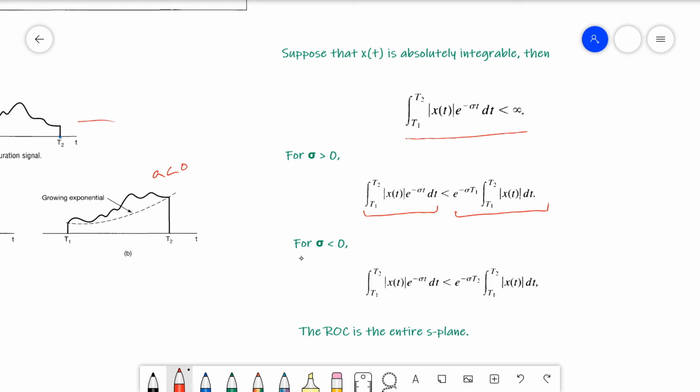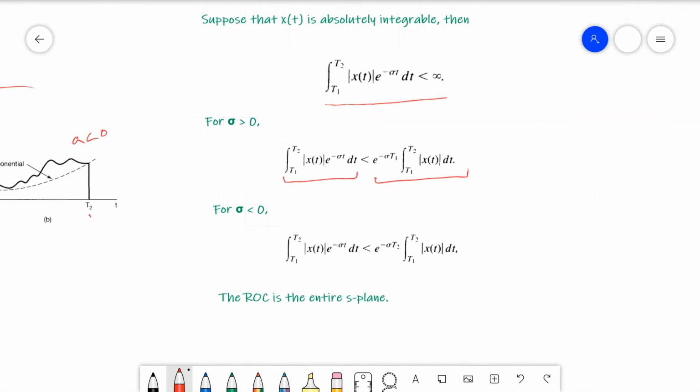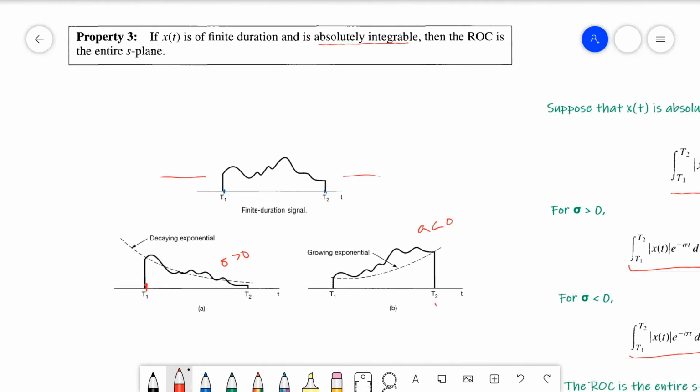And similarly, if we take the negative values of sigma, we can also see from here that for negative values of sigma, the maximum value we can get is at T2. So it means that we can say that this integration is bounded by the maximum value here. And from here we can see that the ROC will be the entire left half plane. So if we see them together, we can say that the ROC is the entire S plane, as property 3 stated. So once again, if x of t is a finite duration, then the ROC will be the entire S plane.